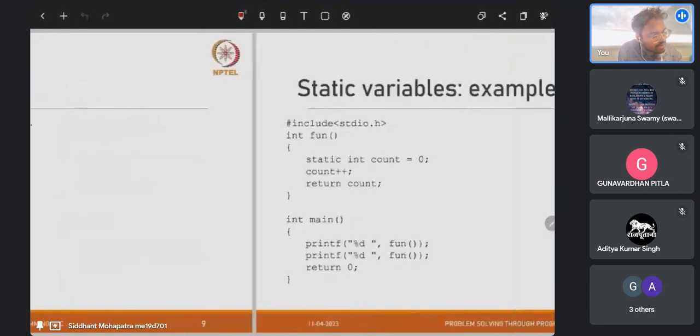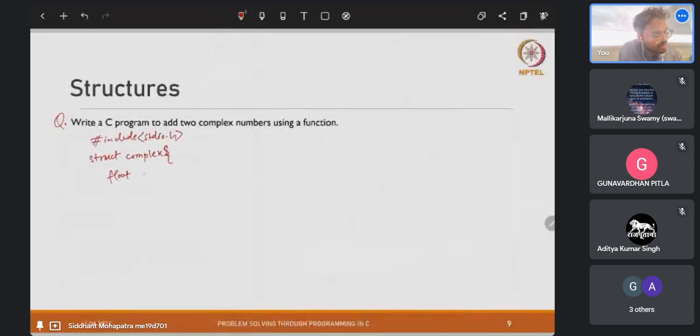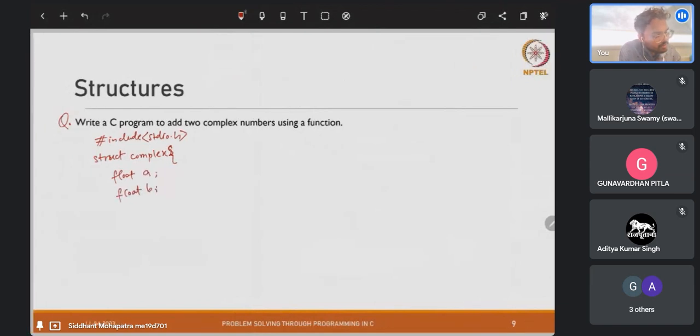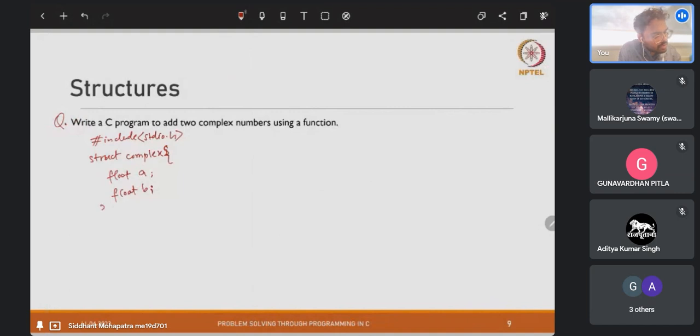Say float a and float b, right? And I close the braces and I write complex again, so that I can use only the word complex. I define the structure itself as complex, that is a new data type. I am defining a new data type here that has two different members. So this is called the tag, and these are the members of the structure.